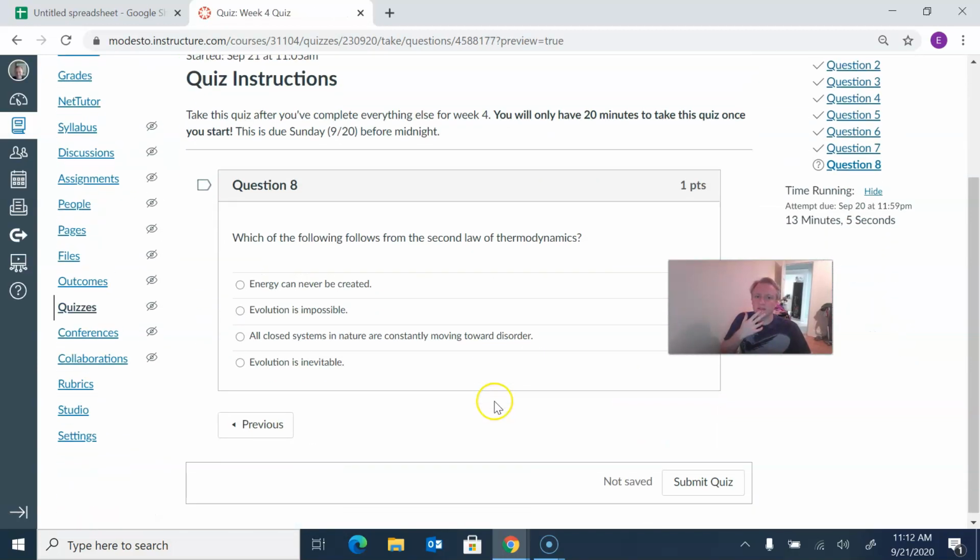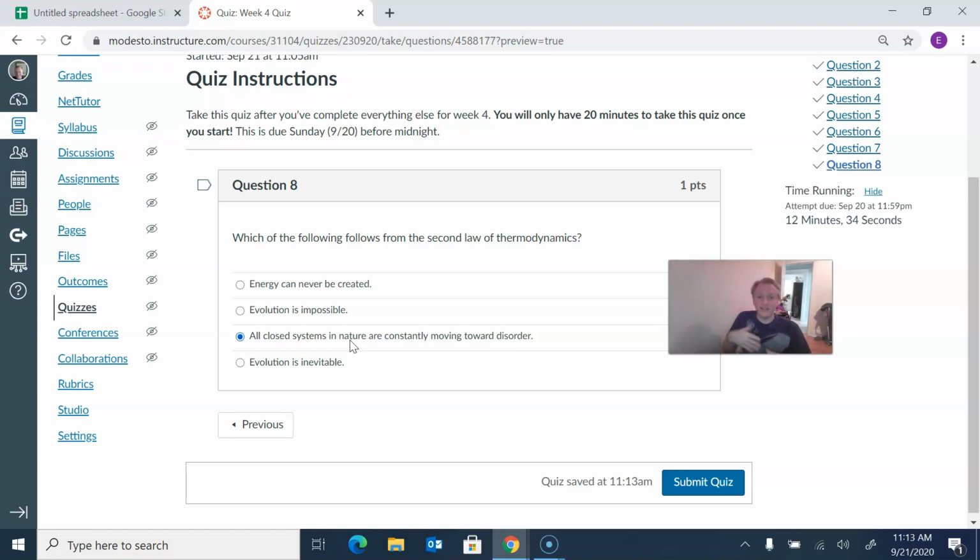Oh, this is the last question. Which of the following follows from the second law of thermodynamics? Energy can never be created. Evolution is impossible. All closed systems in nature are constantly moving toward disorder. Evolution is inevitable. And this is another poorly worded one, because this is the second law of thermodynamics. Yeah, it's just saying that everything is moving toward entropy.